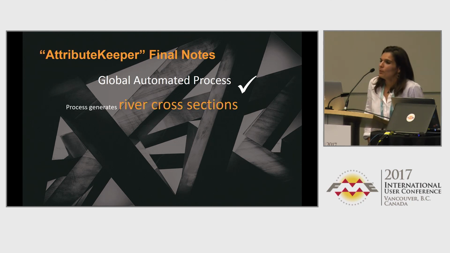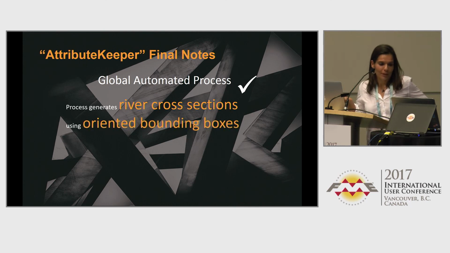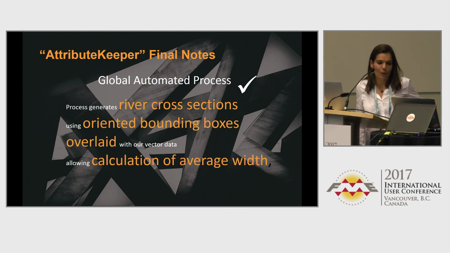So with simple, and here I'm going to just highlight the magic that I believe we do here. So it's just generate river cross sections, the transformer oriented bounding box, that's it. Overlay with the vector data and calculating statistics with it.